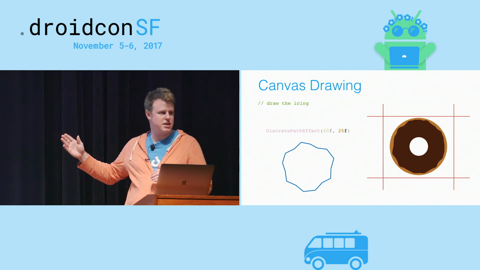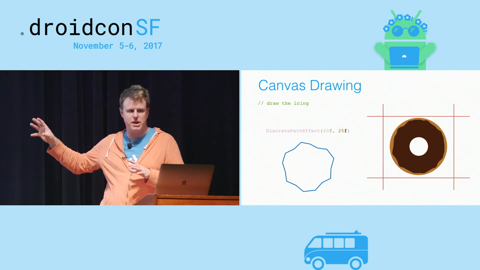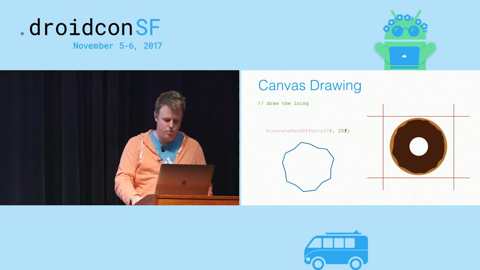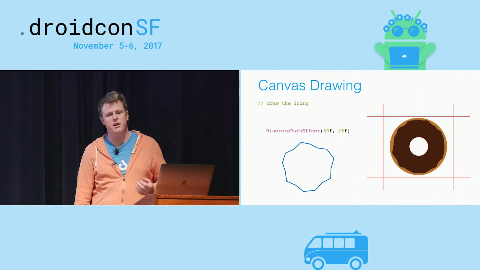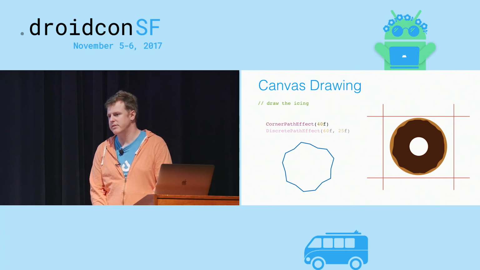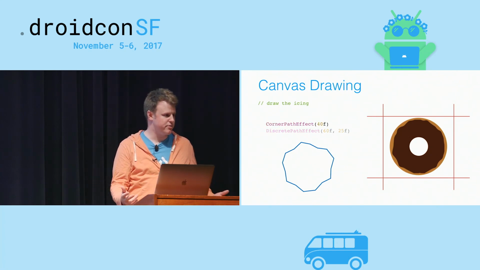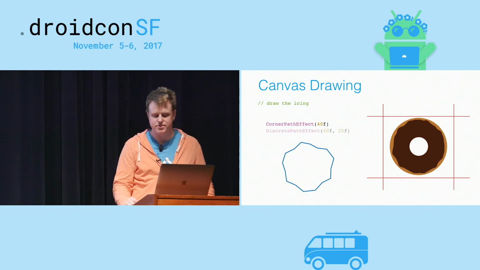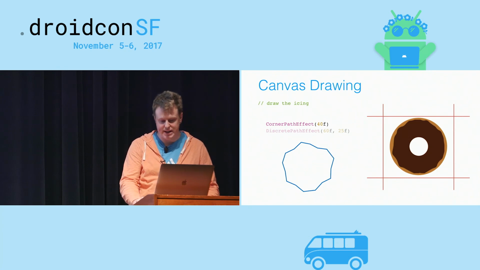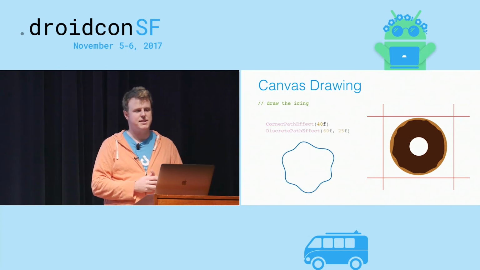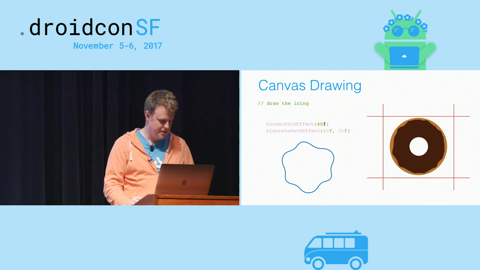But that sort of looks like a PlayStation 1 donut icing, right? That's not really something we're after. So we need to take a look at another path effect, and it's called the corner path effect. And as you might imagine from the name, all the corner path effect does is round corners, all right? So we give it a radius, and it will go ahead and round the corners of that. And so now we've got this delicious looking icing.